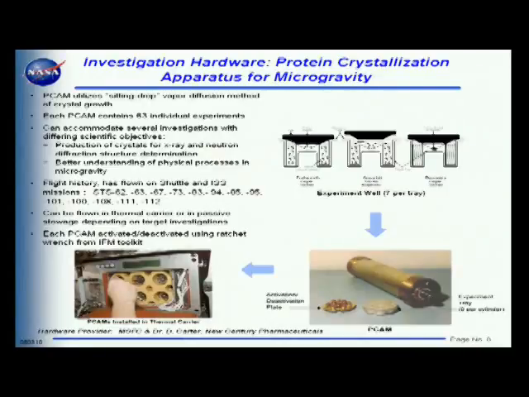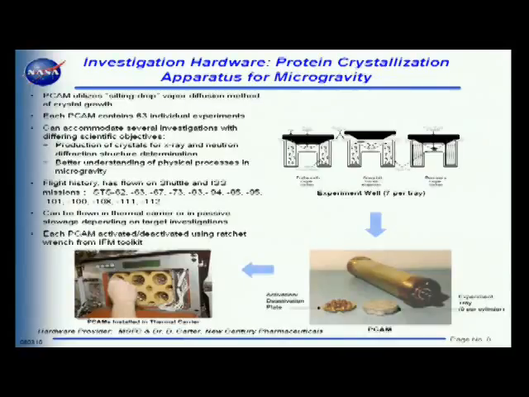The sample well ranges in size from 5 microliters to 40 microliters, and that's surrounded by a wicking material that contains about 500 microliters of your precipitant solution. Once those are loaded on the ground, there's an elastomer membrane that deactivates the experiment. Once you get on orbit, as you can see in the picture of the hand, it's just like a ratchet wrench. You turn that and it activates all 63 experiments at one time by removing the membrane.